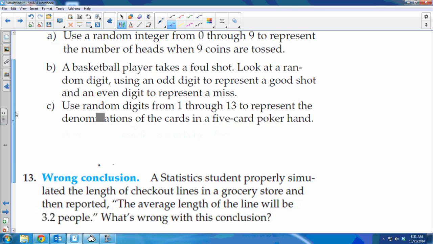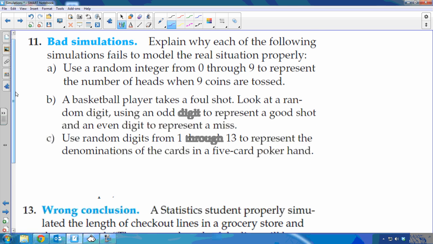11 and 13 are just talking about what's wrong with the simulation and what's wrong with the conclusion. If you know what things are wrong, then you're less likely to make those mistakes. After that, we'll actually get into it. So explain why each of the following simulations fails to model the real situation properly. All right? So part A, use a random integer from 0 through 9 to represent the number of heads when 9 coins are tossed.